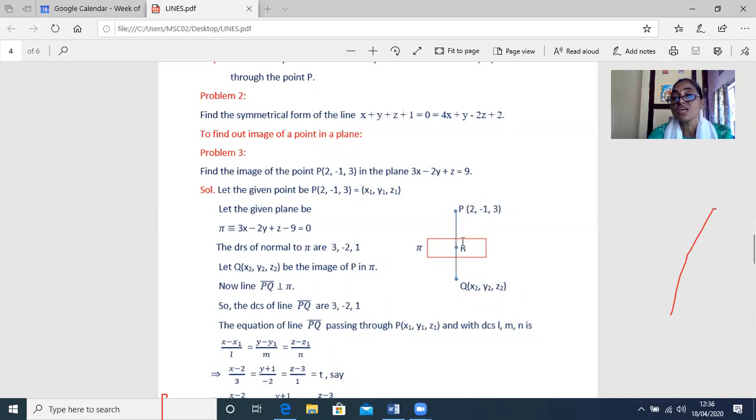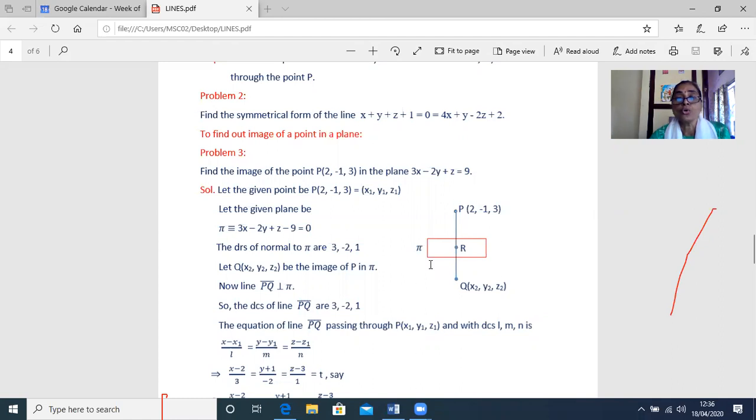Okay. Now see, he gave you a point. He asked you to find out its image in the plane. It means the distance PR is the same as the distance RQ. So when you take Q as the image of the point P, then R would be the midpoint. So your aim is now to find out Q. To find Q, first you're going to get the point R. Okay, what is this R? It is a point on the line PQ and also a point on the plane pi.